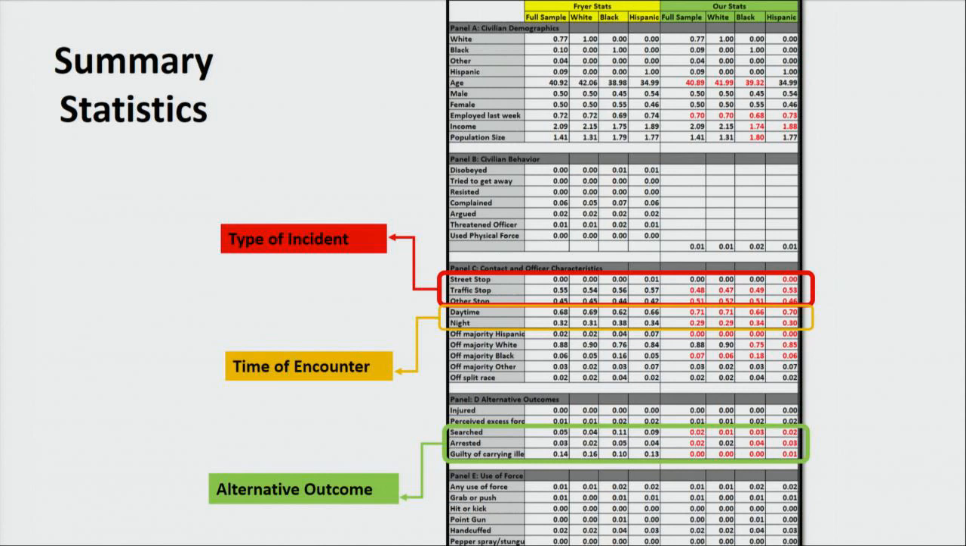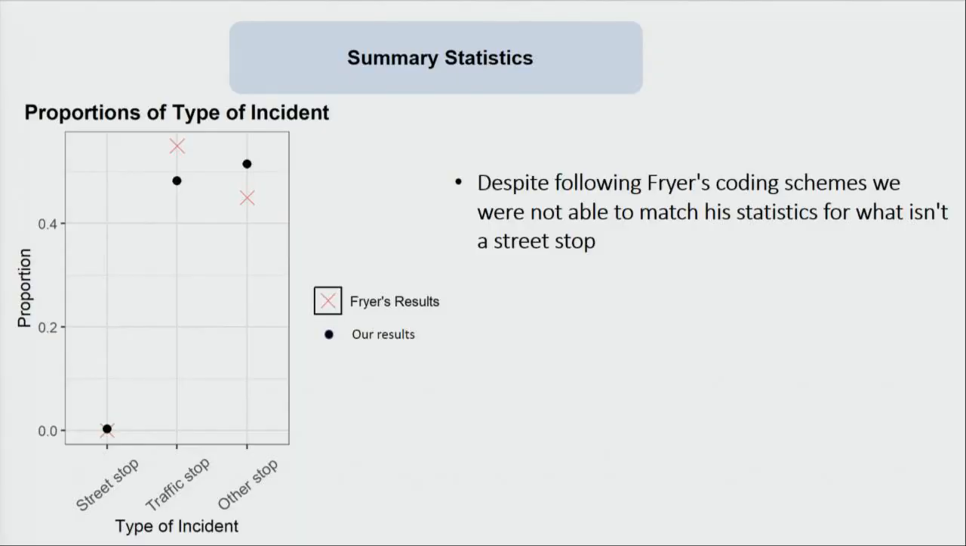Interestingly, the alternative outcomes variable was not used in the regression for the model. However, he did not specify why he made that observation. So the first summary statistic is type of incident. Here we have a visualization. As you can see, the x-axis specifies which type of incident it was: a street stop, traffic stop, or another stop at which the encounter between the civilian and the police occurred. And the y-axis is just measuring the proportion.